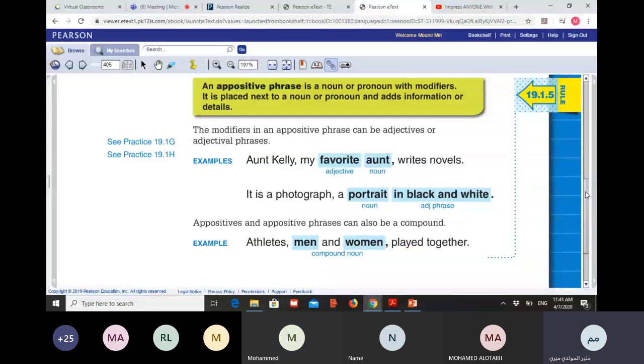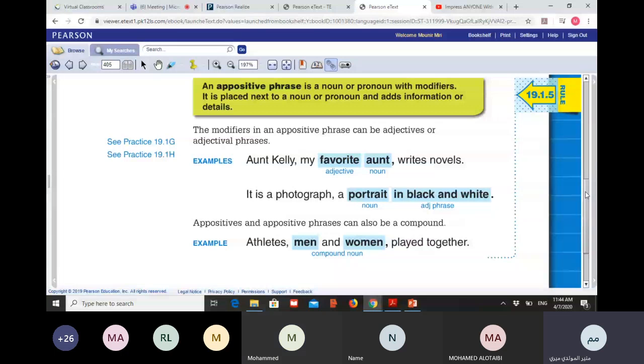In the second one, what is the appositive phrase? Portrait in black and white. Excellent, all of it, the one that is highlighted blue. This is an appositive phrase, and it consists of a noun and an adjectival phrase.